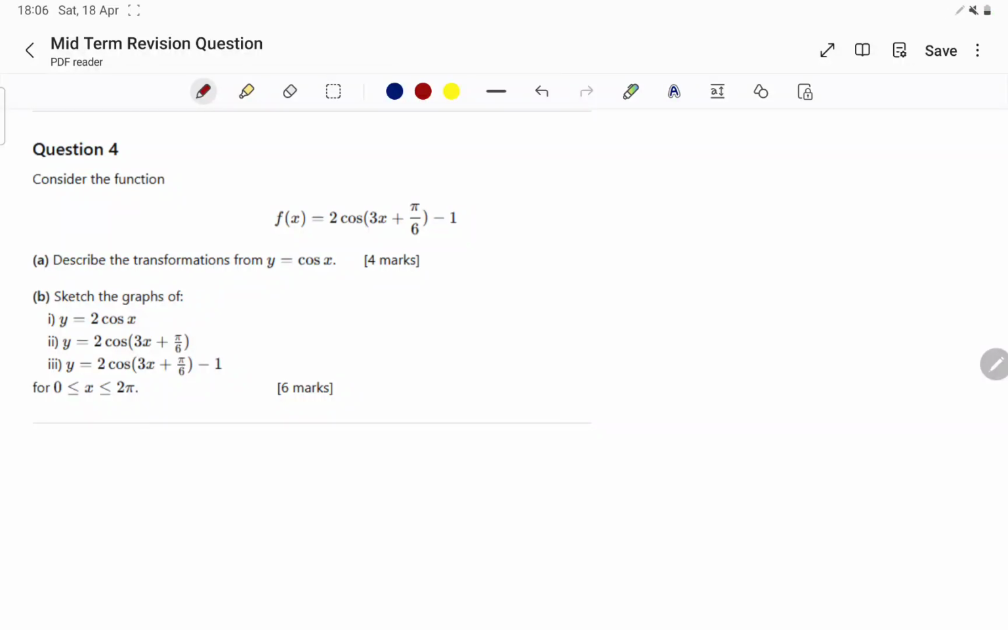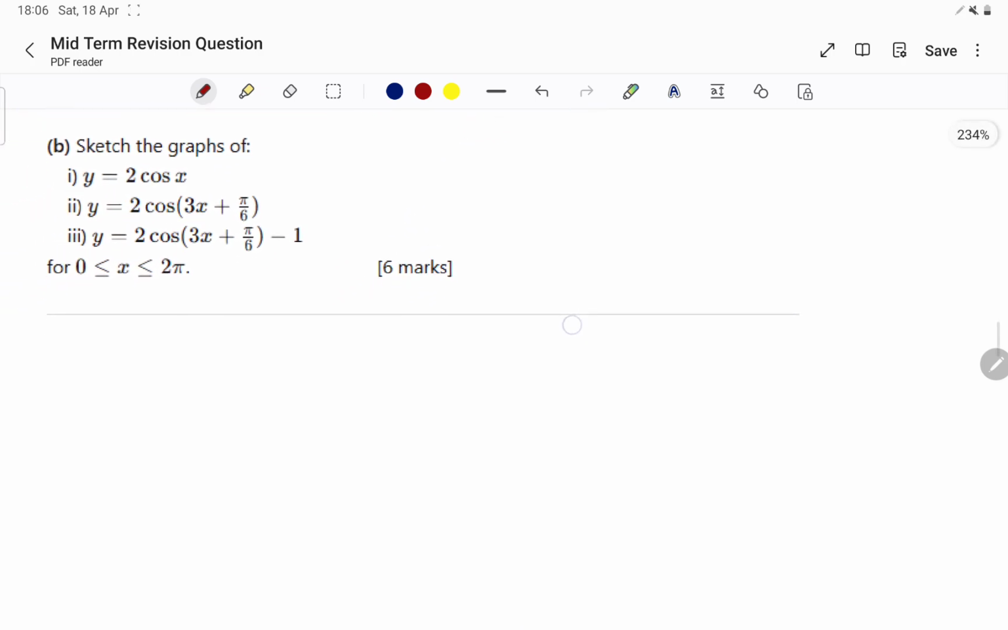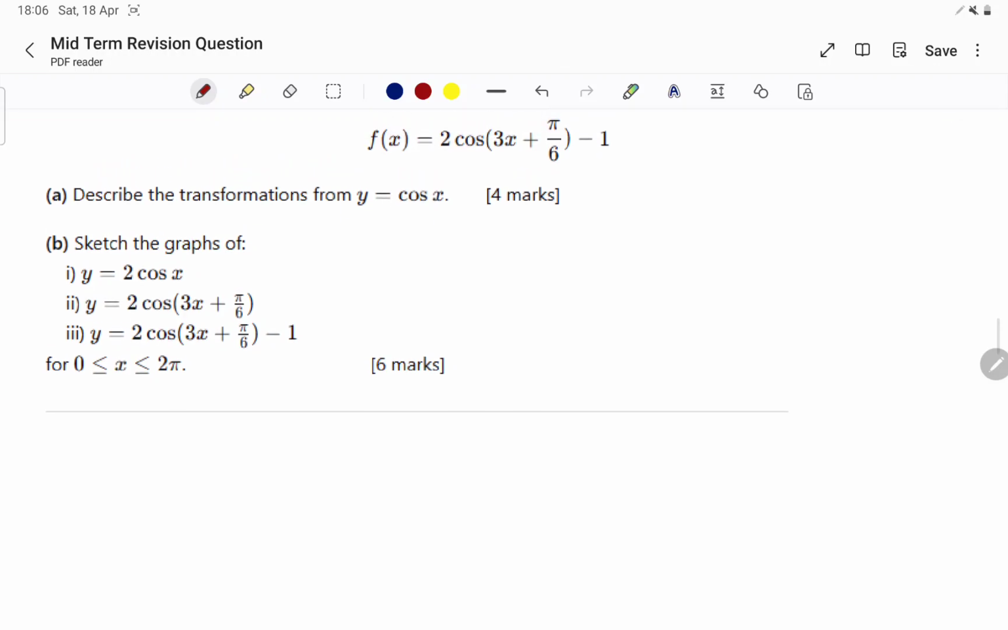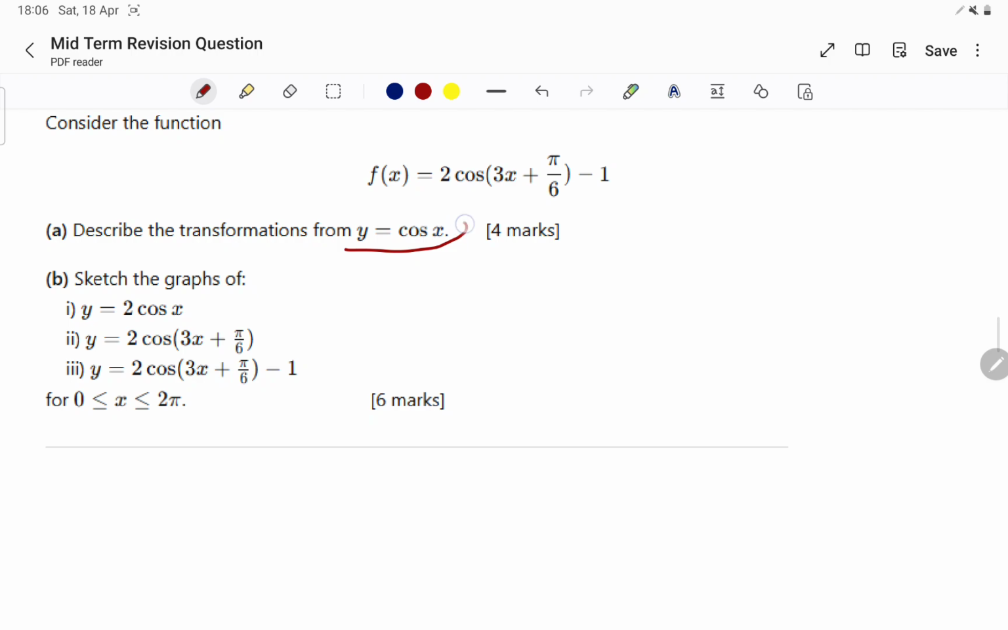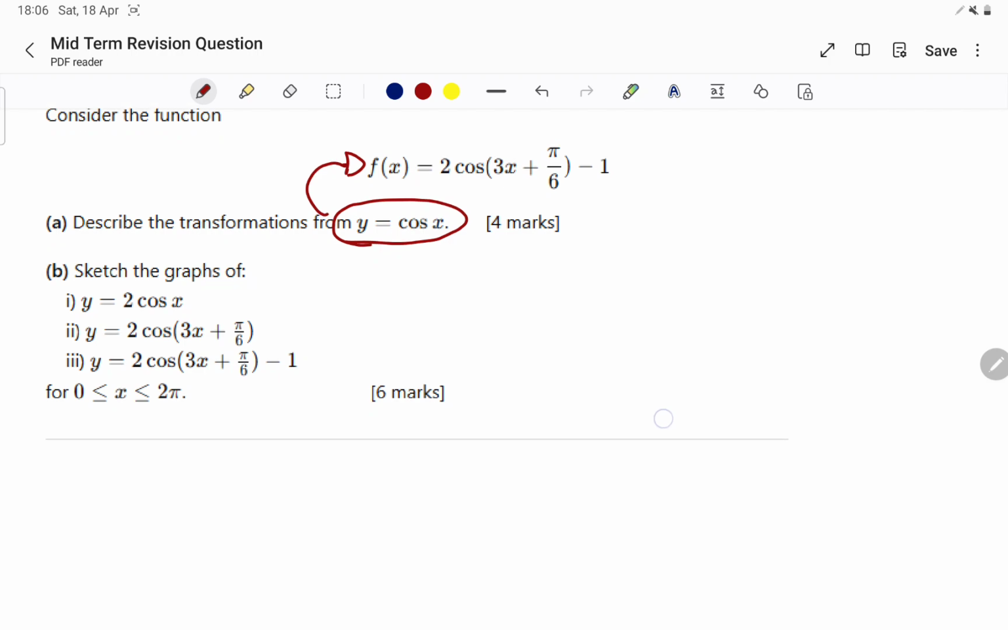Okay, so for this question, they ask us to consider the function f(x) = 2 cos(3x + pi/6) - 1. They said to describe the transformation from y = cos x. So here we have the transformation, right? This is the original trigonometric function. Then from this it changed to f(x) = 2 cos(3x + pi/6) - 1. So they ask us what is the transformation that we make from here.